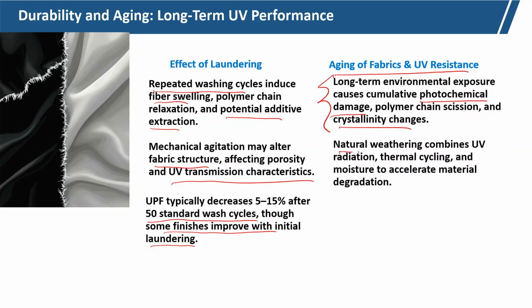Natural weathering combines UV radiation, thermal cycling, where the temperature is increasing or decreasing, and moisture, which accelerates the material's degradation. When the material gets degraded, the UV resistance characteristics will be affected.